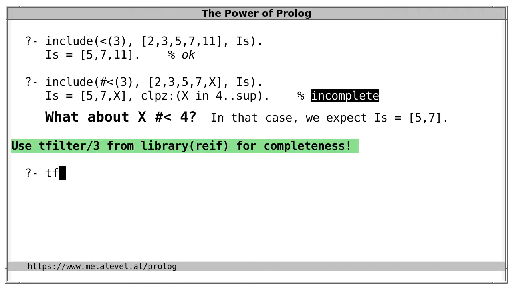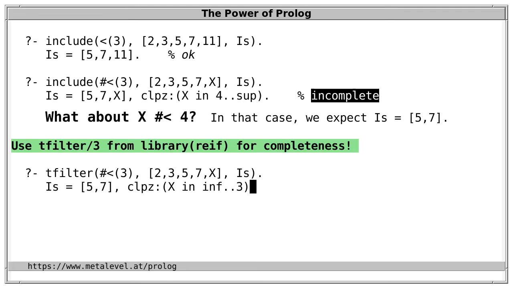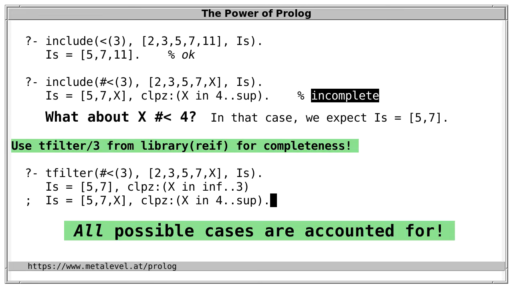And of course, there's a solution for this because we can simply use tfilter from library reif and ask, what are the integers greater than 3 in this list? So we're now simply using the library predicate tfilter instead of our own definition of include. And now we get a disjunction. This is the first possibility: X is smaller than 4. And in that case, it's not included in the list Is. And second, X is greater than 3. And in that case, it's included in Is. So all possible cases are now accounted for, and nothing is omitted. And that's of course nice, and this is what we expect from a logic program, to truthfully and completely answer what holds and what not.